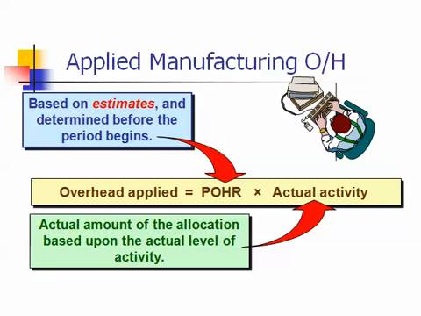Applying manufacturing overhead to jobs then is a simple two-step process of taking our predetermined overhead rate that we estimated before the year began and multiplying it by the actual level of activity associated with that job. Again, if we were setting bid prices or bidding on jobs, we would take our predetermined overhead rate and multiply it by some estimated level of activity that we would expect to incur on that particular job.